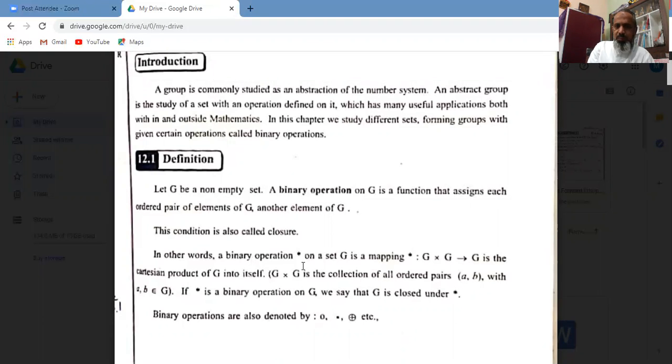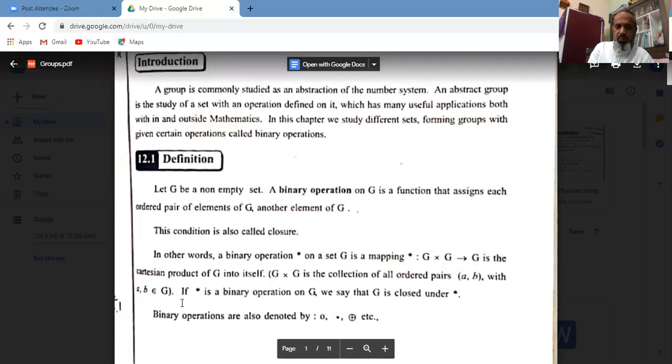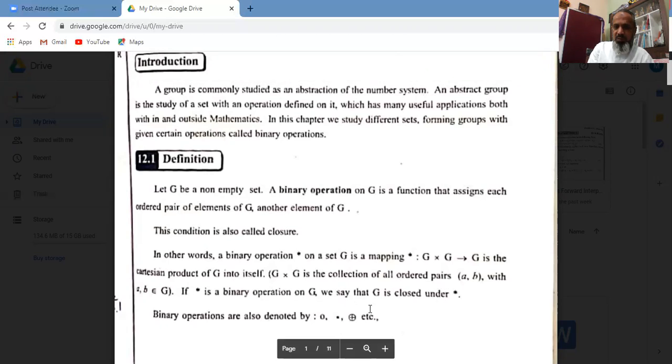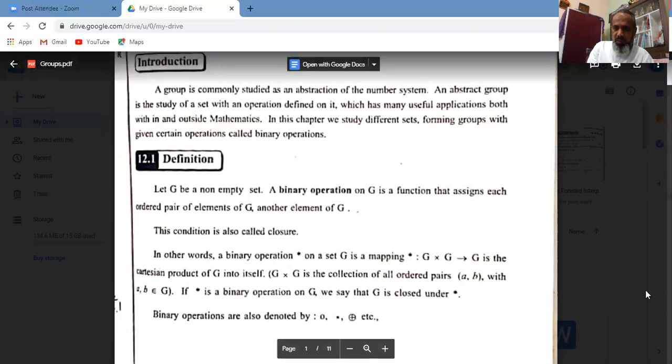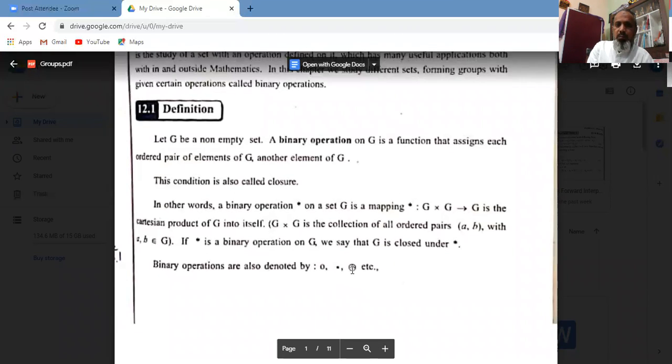So in other words, a binary operation star on G is a mapping G cross G to G, the Cartesian product of G into itself. G cross G is the collection of all ordered pairs a comma b with a, b belonging to G. So if star is a binary operation on G, we say that G is closed under the given binary operation star. So binary operations are also denoted by composition or multiplication or composition.